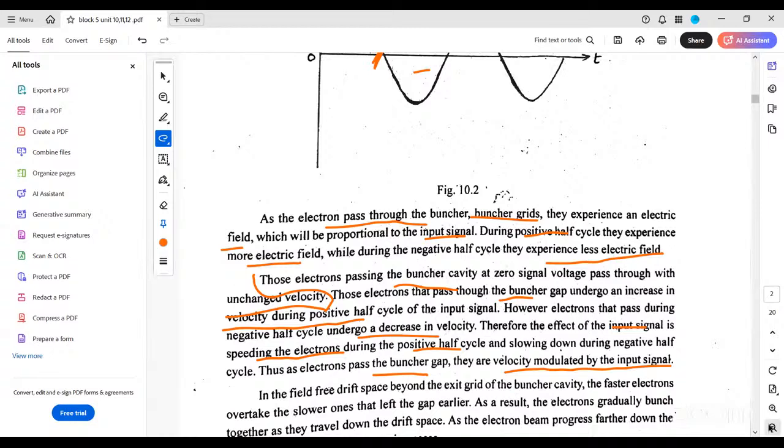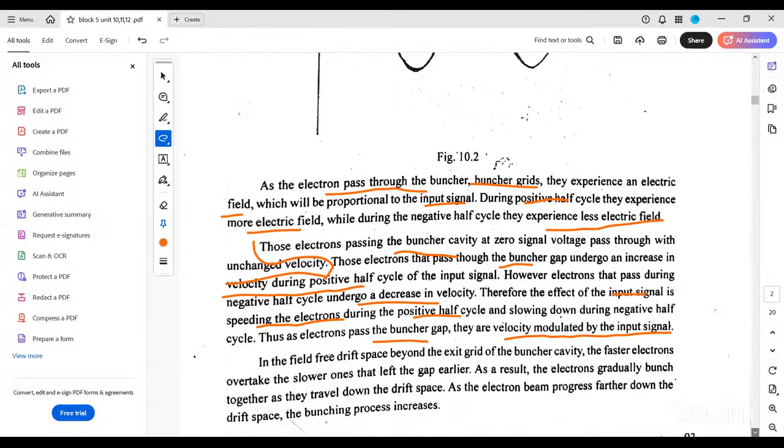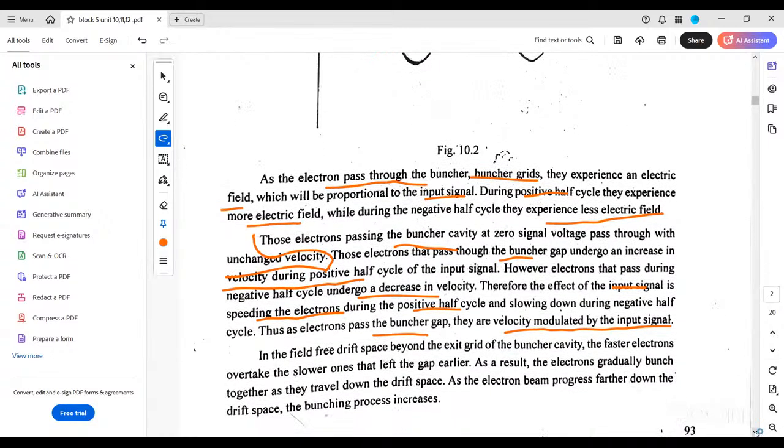In the drift space region, meaning between the two buncher cavities, what happens? The faster electrons will overtake the slower ones. The faster ones are overtaking the slower ones. As a result, electrons gradually bunch together. These electrons are coming together. As the electron beam progresses further down the drift space, the bunching process increases.